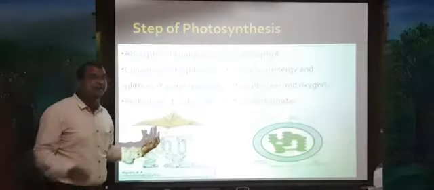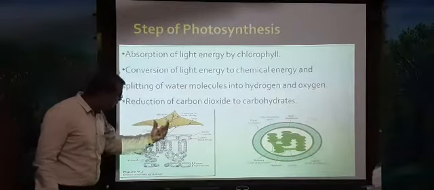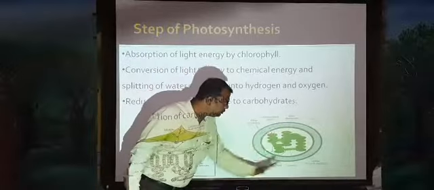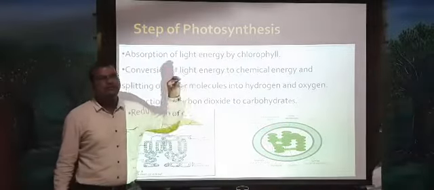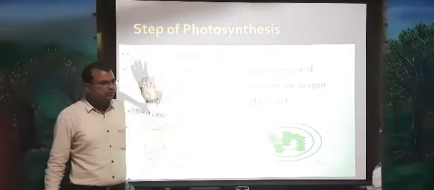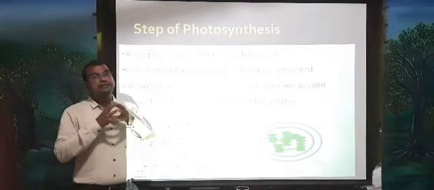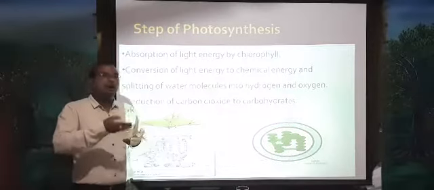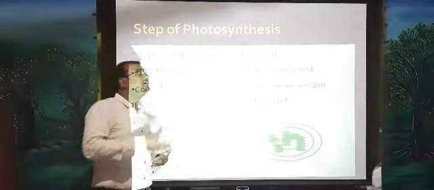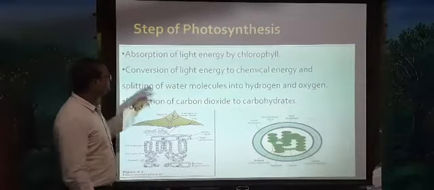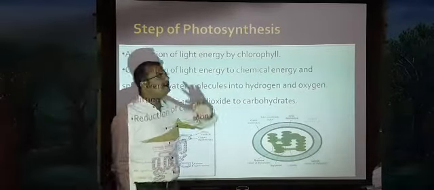Here is the structure where the chlorophyll is present. The chlorophyll is present in the leaf. In the leaf there are structures called green dots. They are called chloroplasts. This is the chloroplast. In this chloroplast there is a green pigment called chlorophyll. This chlorophyll is responsible for absorption of sunlight. And when it absorbs the sunlight, what is it going to convert it into? Chemical energy. Conversion of light energy into chemical energy.